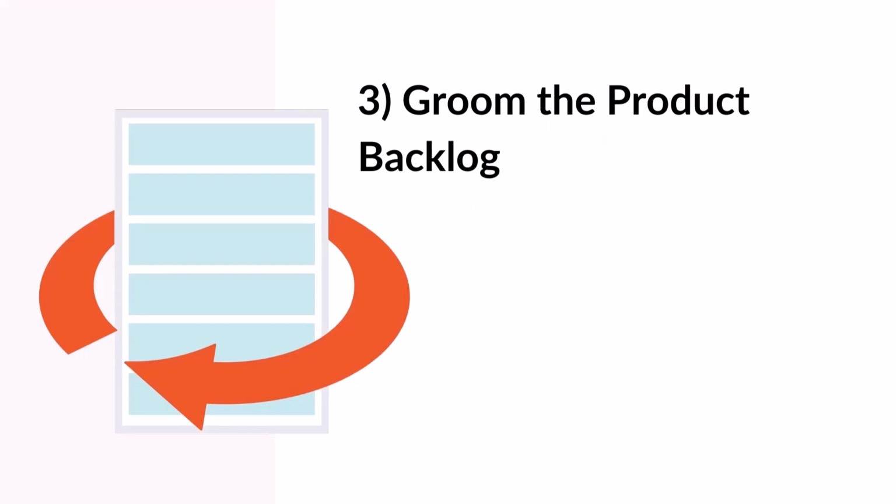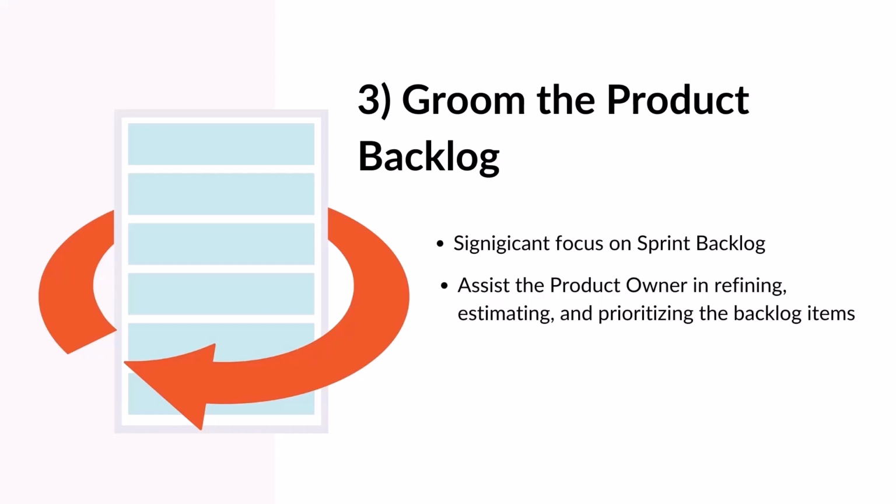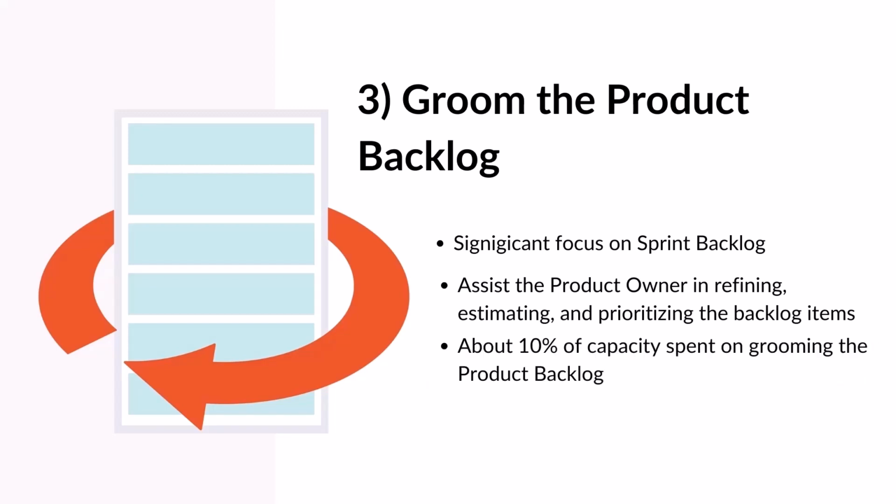Thirdly, they groom the product backlog. While a significant focus of the development team is to complete the sprint backlog, they still need to spend some time on product backlog grooming. The product owner is primarily responsible for backlog management. However, the development team assists him or her in refining, estimating, and prioritizing the backlog items. Usually, the development team spends a maximum of 10% of its available capacity for this activity.